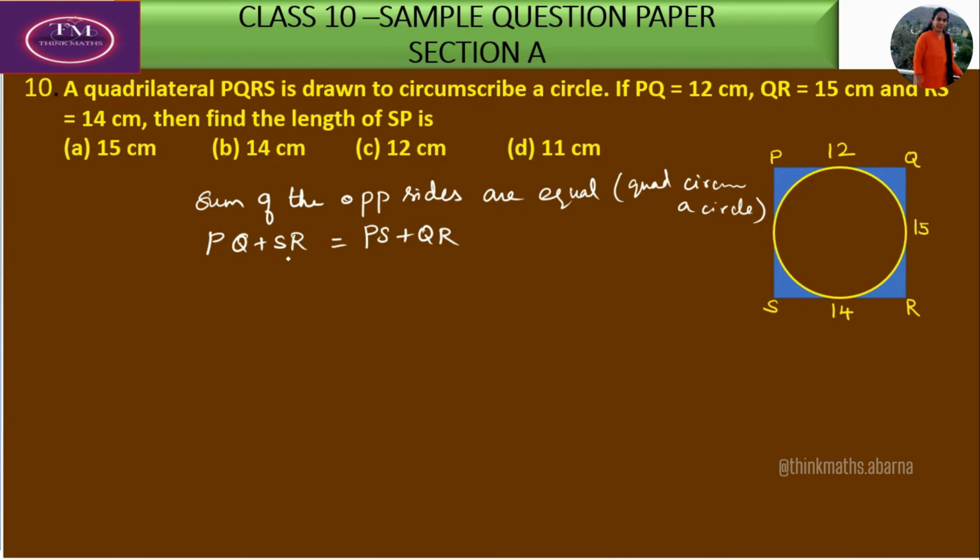Now we put the values. PQ is equal to 12, SR is given as 14.